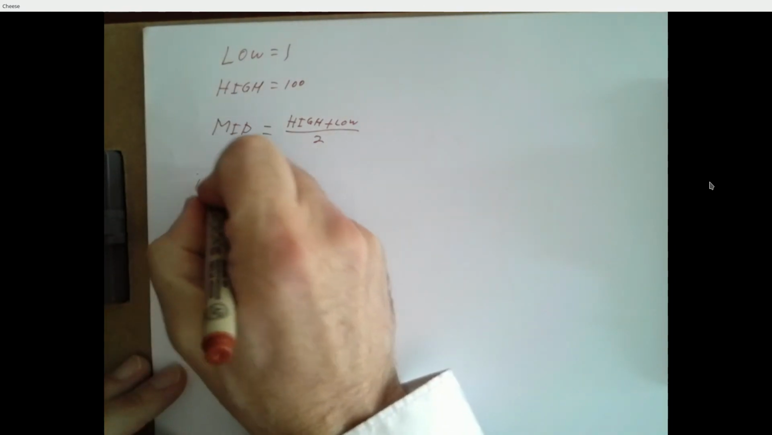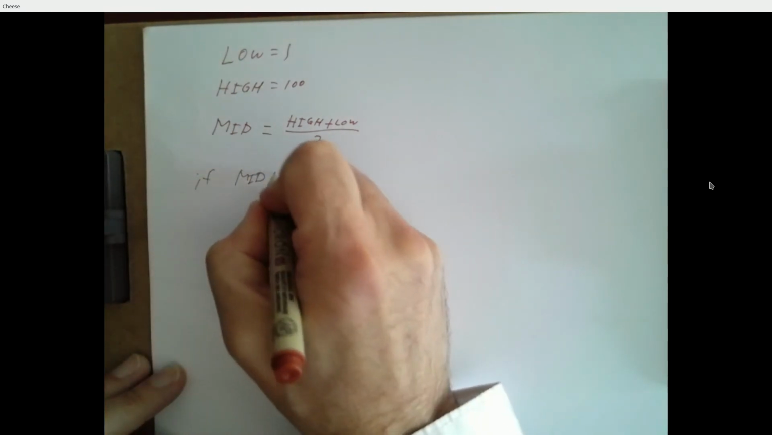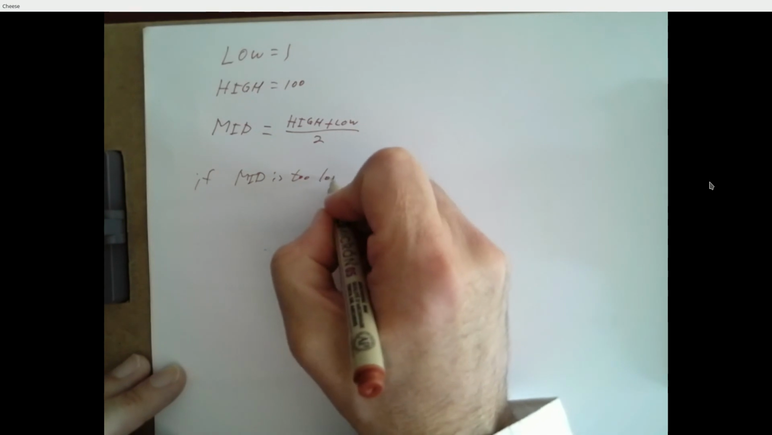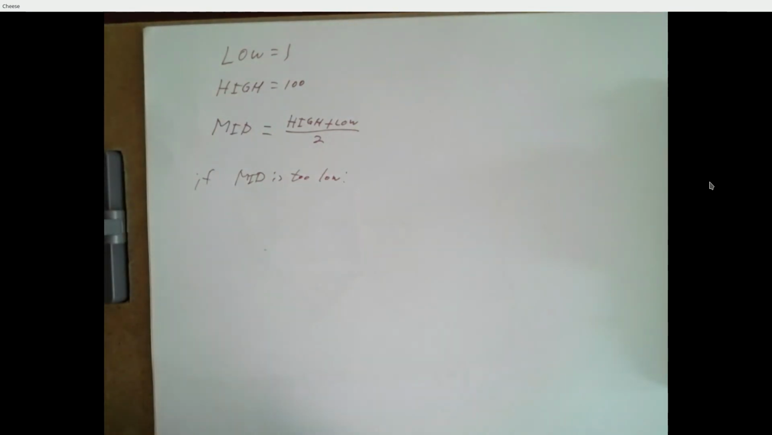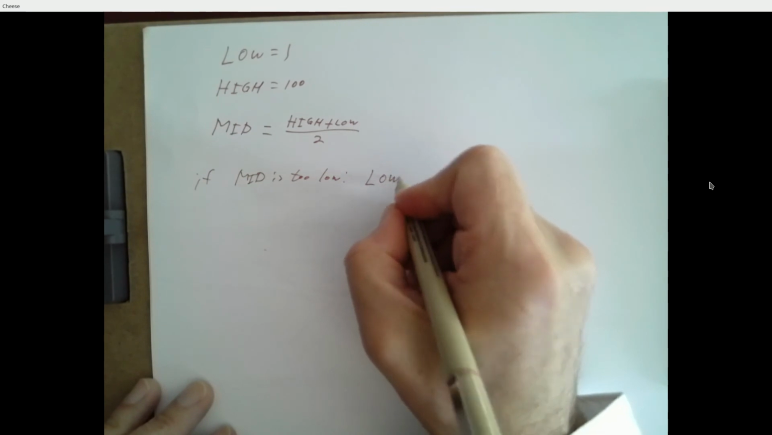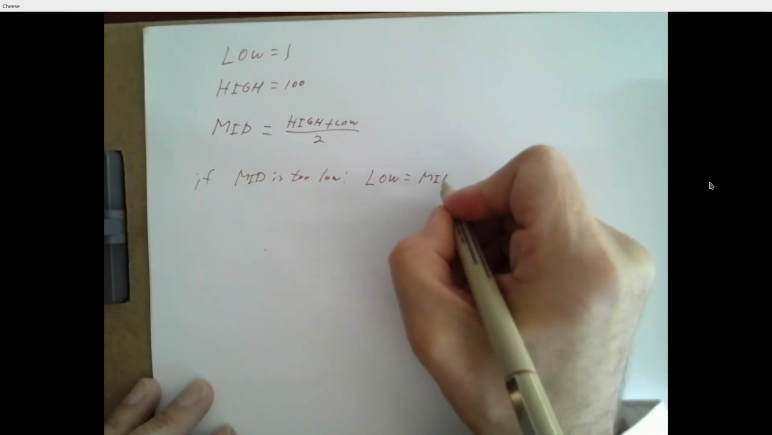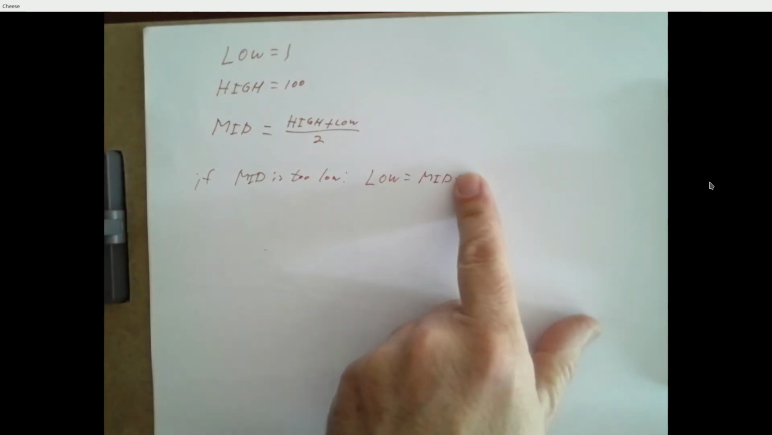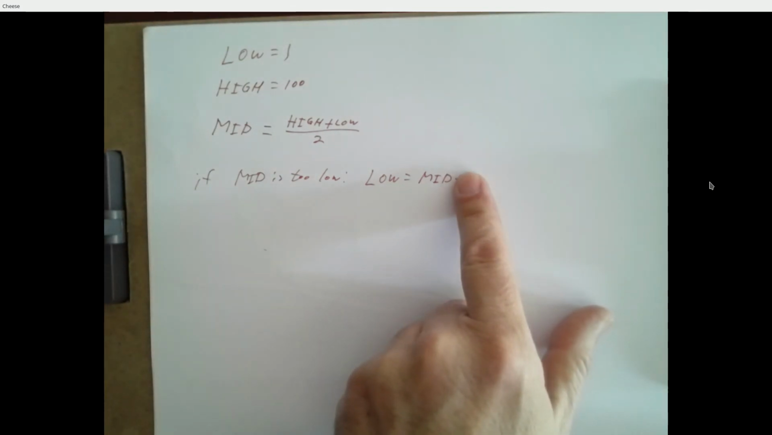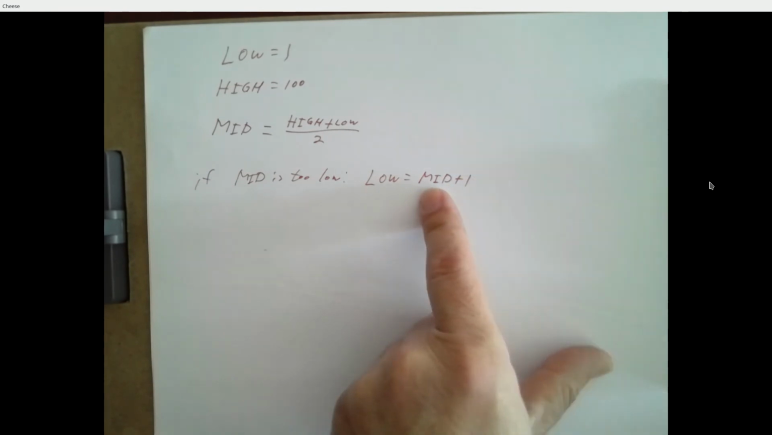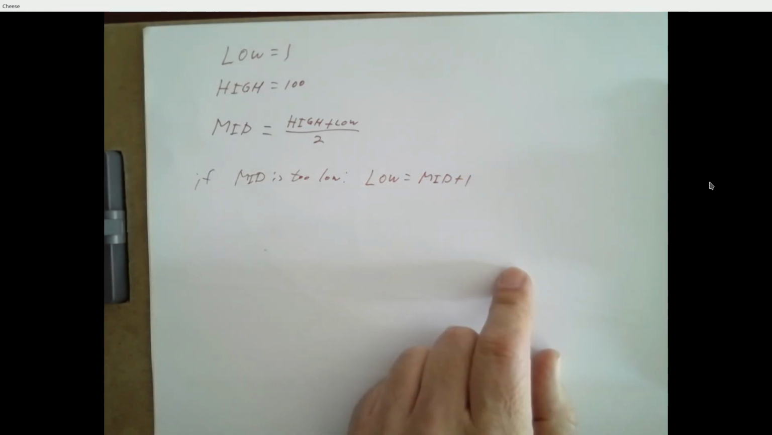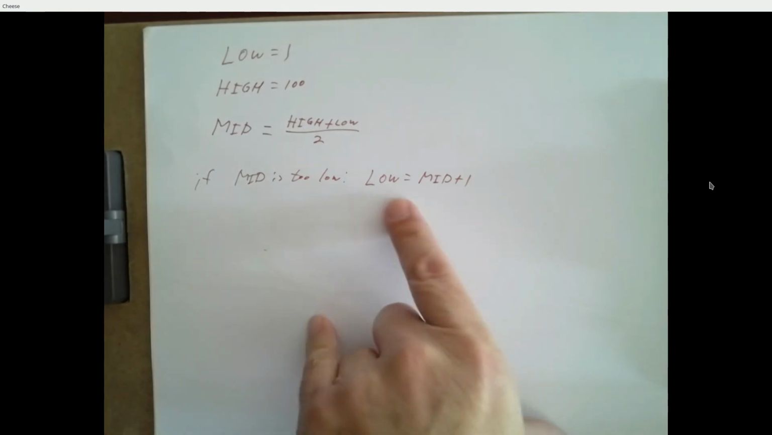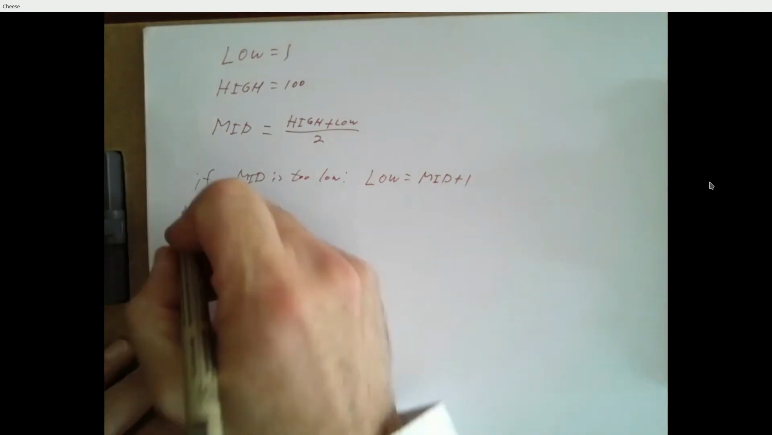So if mid is too low, then we can change the lowest possible number, and it's actually going to be mid plus 1, and that plus 1 is critical. Technically, we could set low to be mid. I mean, that's fine. We haven't done anything wrong. But we can also eliminate mid because we guessed mid and it wasn't correct. So really, the smallest number it could be is mid plus 1. So set low equal to mid plus 1.